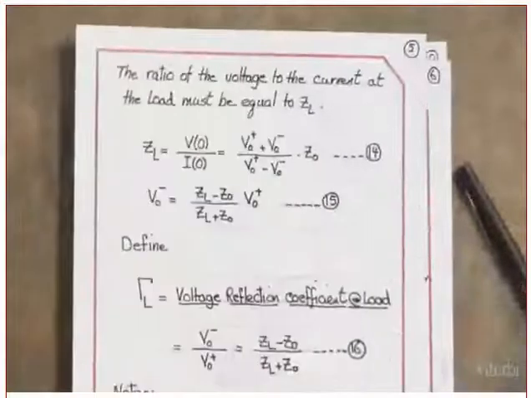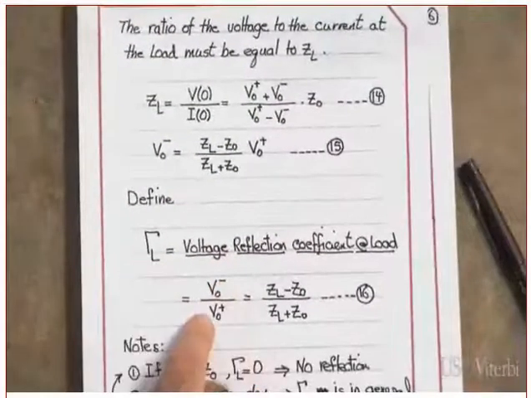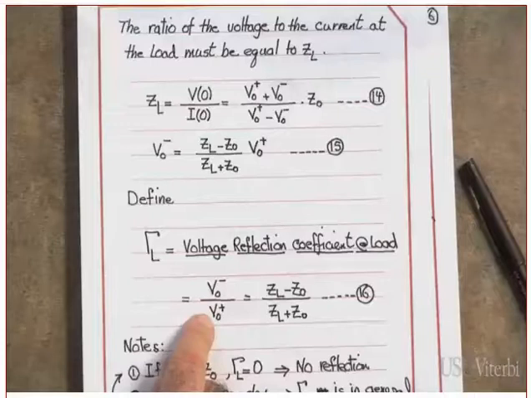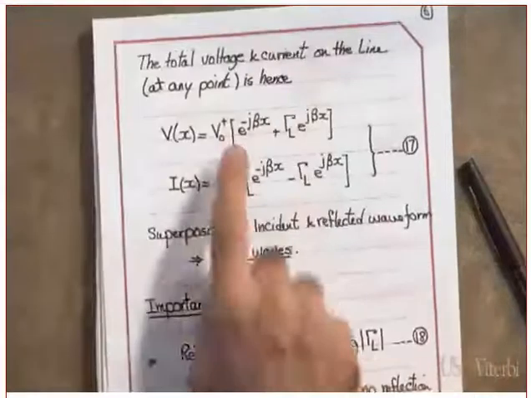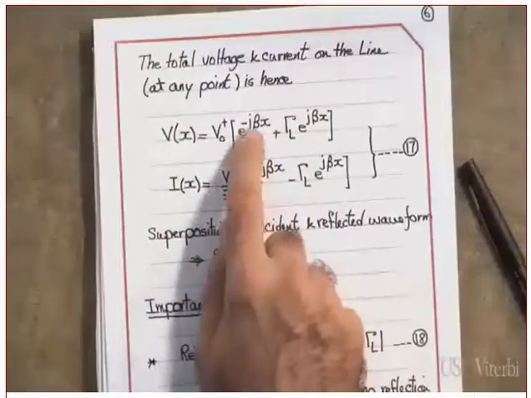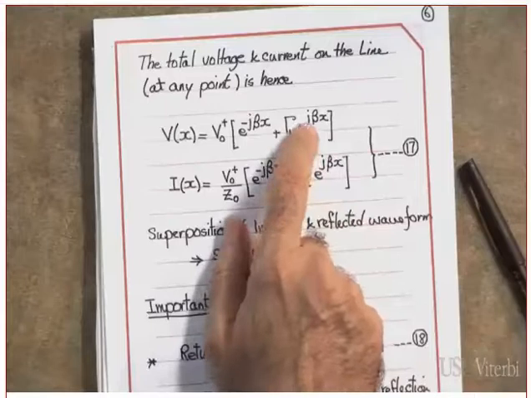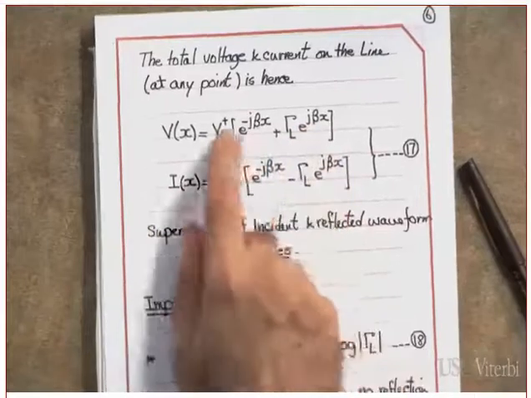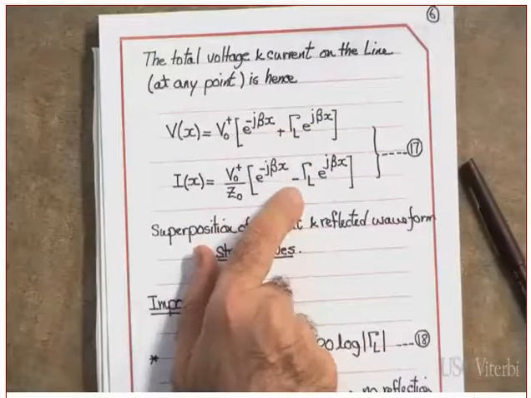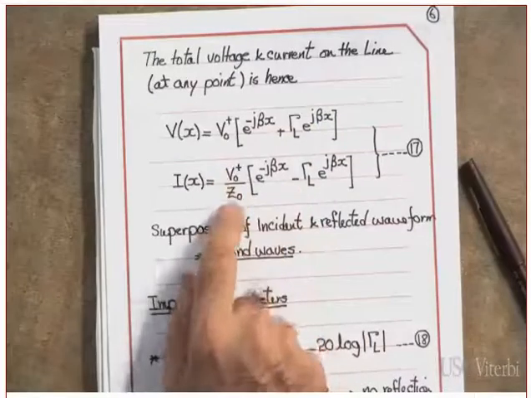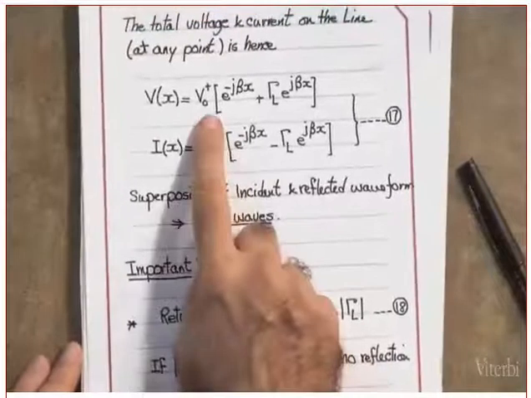I think I skipped one equation. What is the V0 minus? V0 minus is gamma L times V0 plus. Yes or no? Okay, good. So it's V0 plus e to the minus j beta x plus gamma L times e to the j beta x, and the same thing with the current I of x. Same equation, except this one is plus, and this one becomes minus, and the V0 plus is divided by Z0. Clear?